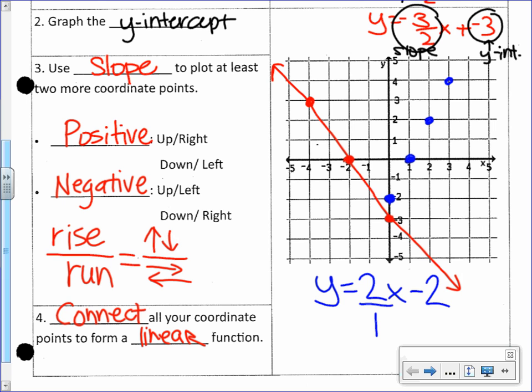And then I can go down 2. Down 2 to the left. The more points you have, the more accurate your line's going to be. And then your last step is just connect them. Your line should be perfectly straight, mine aren't since I don't have a ruler, but you always want to connect with a ruler if possible.